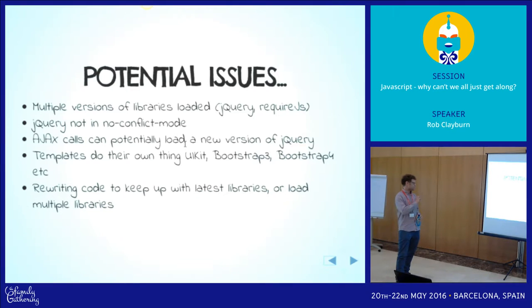If you do an AJAX call, it can potentially load a new version of jQuery, which sounds great, until that's destroyed all your plugins you previously loaded on the page. And then templates do their own thing. So there's UIKit, Bootstrap 3, Bootstrap 4. They'll have different layouts. And if your JavaScript is relying on a certain class or structure, then you can be in trouble. So you're left with the idea of rewriting your code to keep the latest libraries, or as we currently are, still loading Mootools, which isn't great either because you have this extra library that doesn't really do much.